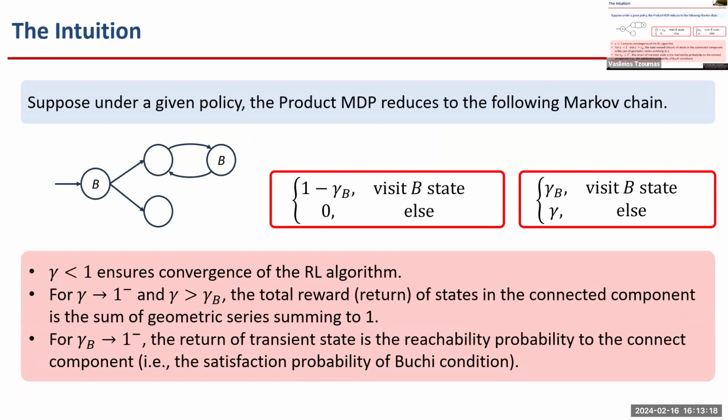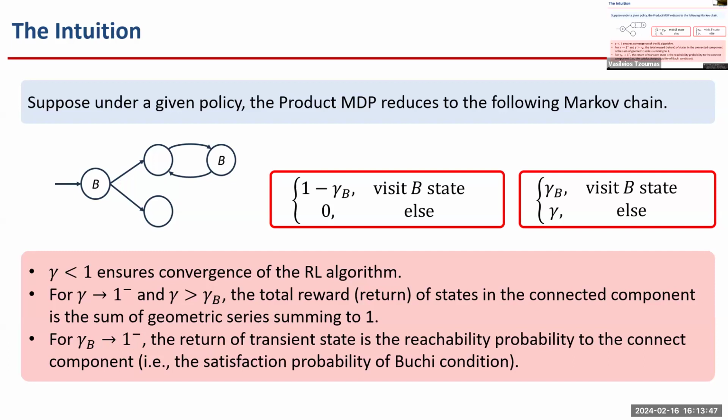Here's a quick explanation on why it works. Suppose gamma is very close to 1, and you are starting from the connected component that contains B. The satisfaction probability, for all the paths you generate from this connected component, will visit B infinitely often. Therefore, the satisfaction probability here is 1.